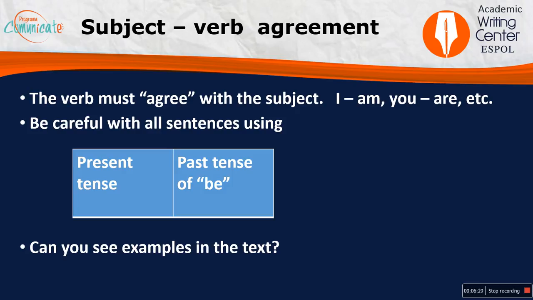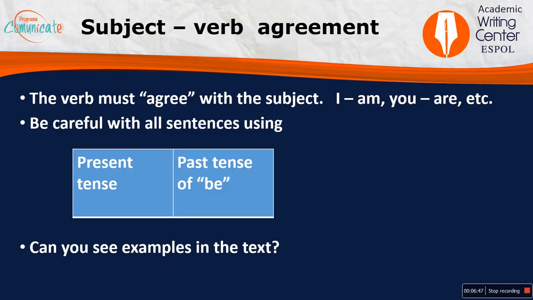So resuming, you might have seen, for example, this is a nice city. We speak 3 different languages, present tense. People were dishonest, past tense of be. It was hard.